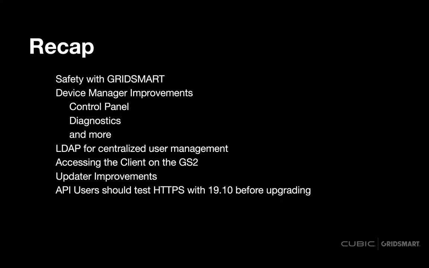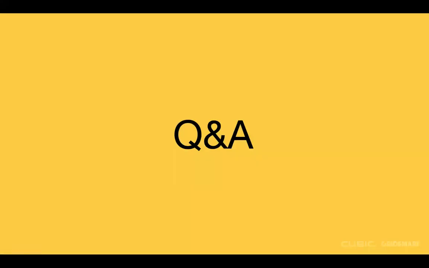I got ahead of myself and talked about the update improvements there. And again, just to drive home the point about the API: if you're using it, you need to test it with HTTPS with 1910 before you upgrade, just to make sure that you're ready and no issues come. It is a breaking change, but not a difficult one to overcome. And at this point, I think we're ready to open it up to a live Q&A.